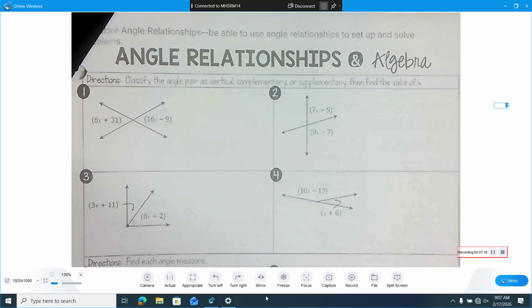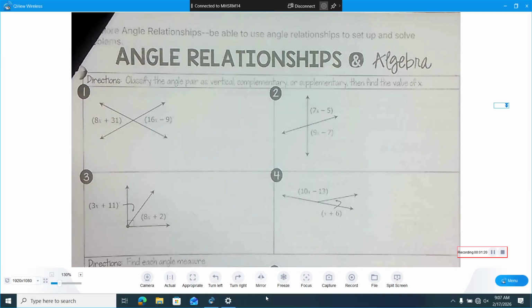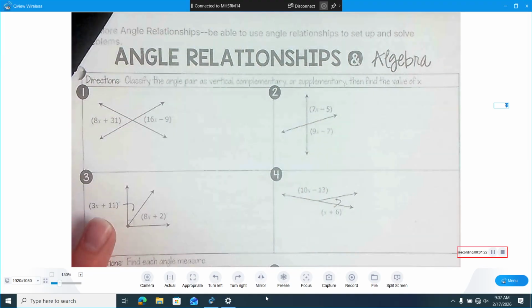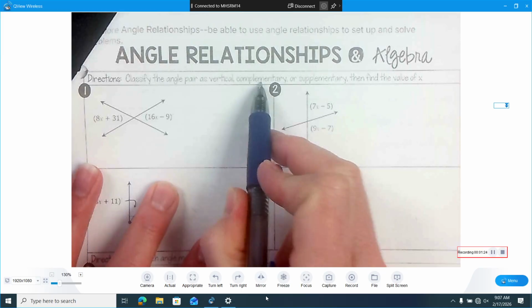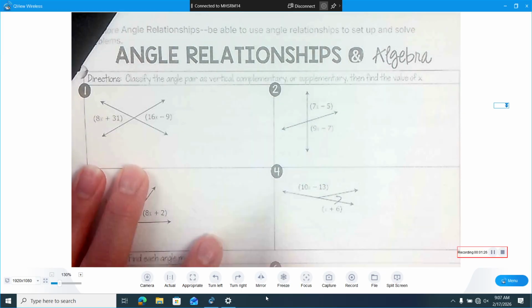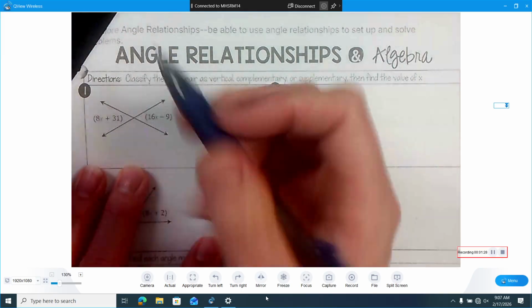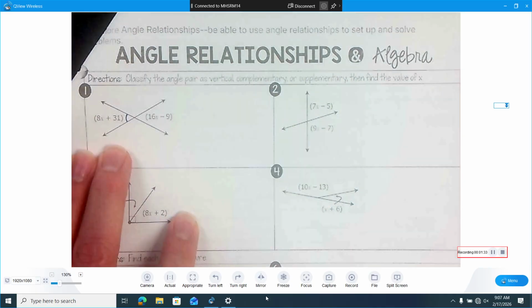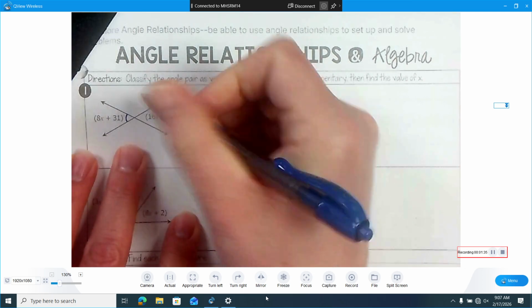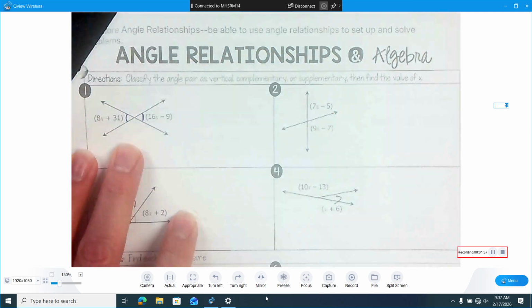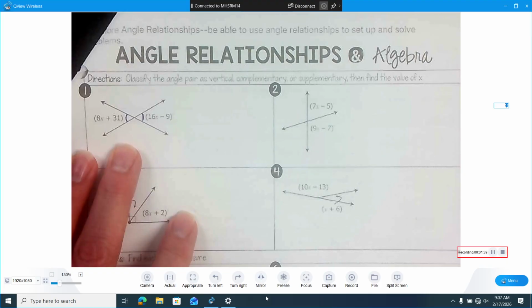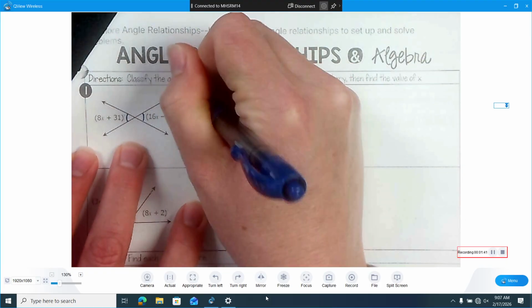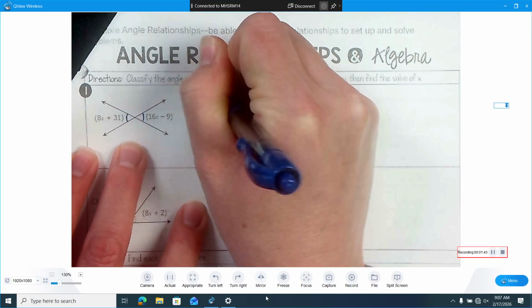So putting our two big things together here. Classify the angle pair as vertical, complementary, or supplementary, then find the value of x. So we have here 8x plus 31 is representing this angle right here, and 16x minus 9 is representing this angle on the other side. What kind of angles are those? What would you call them? Vertical angles. Yeah, they are vertical angles.